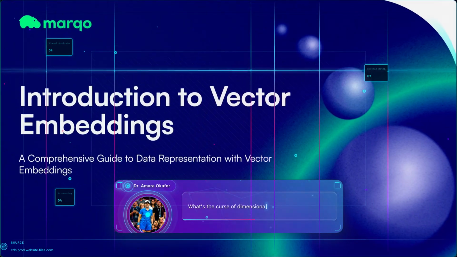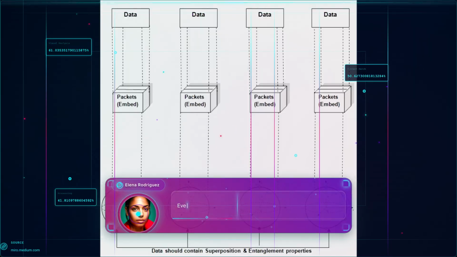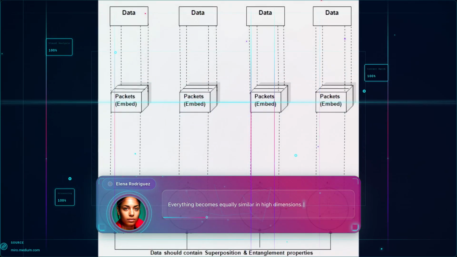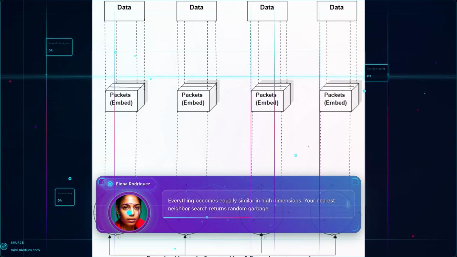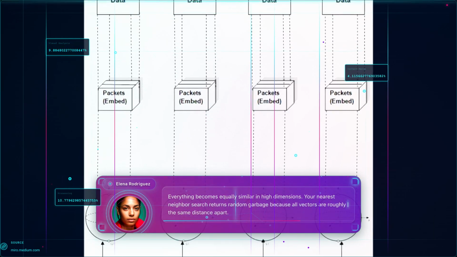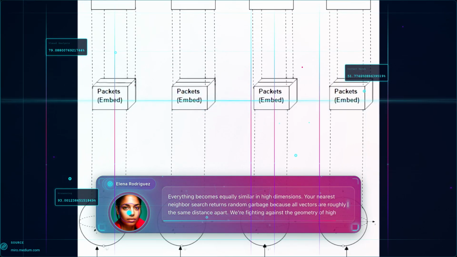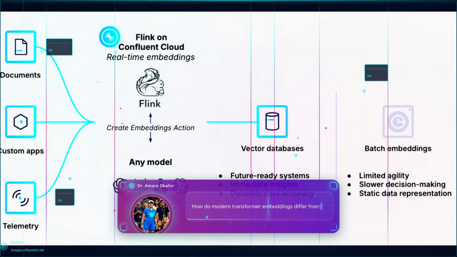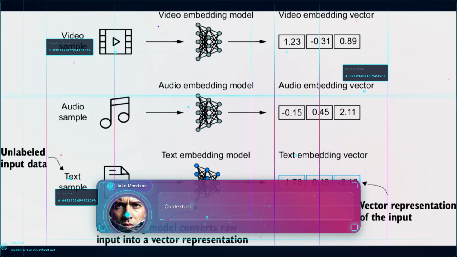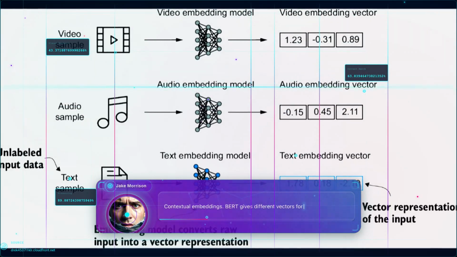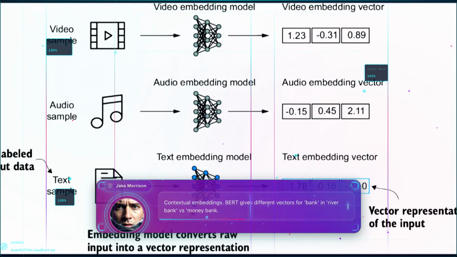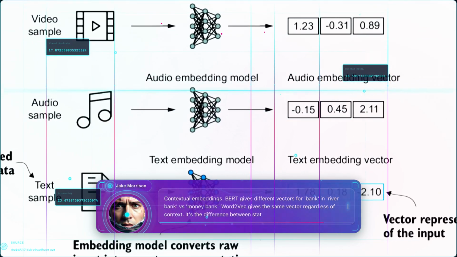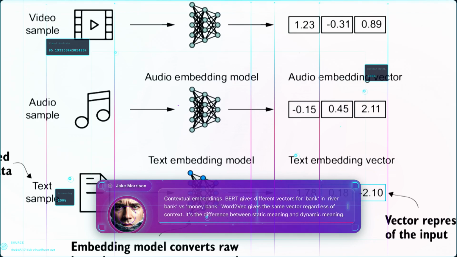What's the curse of dimensionality doing to your embeddings? Everything becomes equally similar in high dimensions. Your nearest neighbor search returns random garbage because all vectors are roughly the same distance apart. We're fighting against the geometry of high-dimensional space. How do modern transformer embeddings differ from Word2Vec? Contextual embeddings. BERT gives different vectors for "bank" in "riverbank" versus "money bank." Word2Vec gives the same vector regardless of context. It's the difference between static meaning and dynamic meaning.